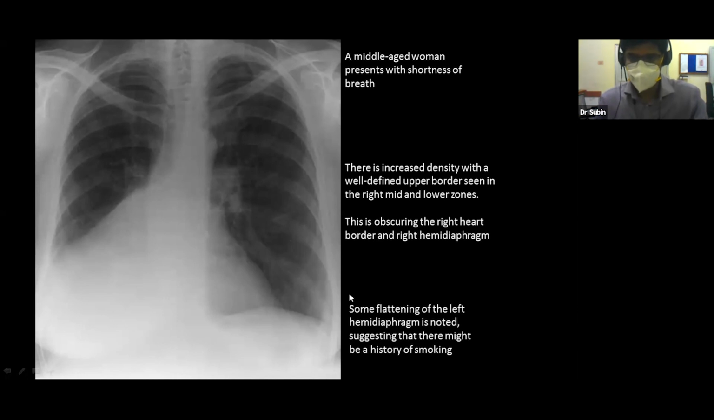Collapse. All right, this is a little bit difficult, I guess. There is this density which is seen, and the right heart border as well as the right hemidiaphragm is involved, so it's the right mid and lower zone. Other thing is, if you see the left hemidiaphragm, you remember somebody said about smoking last time, it's looking slightly flattened. Probably the patient is a smoker, so I would think of probably malignancy in this case.